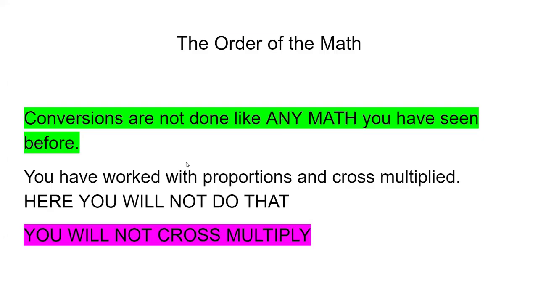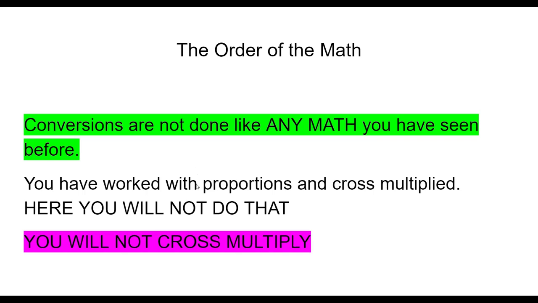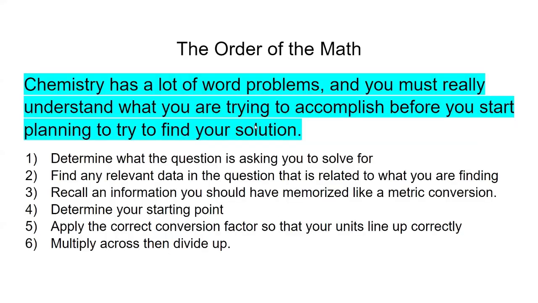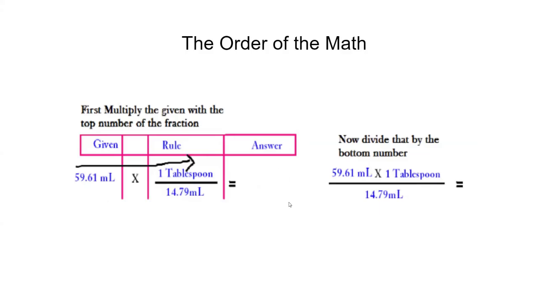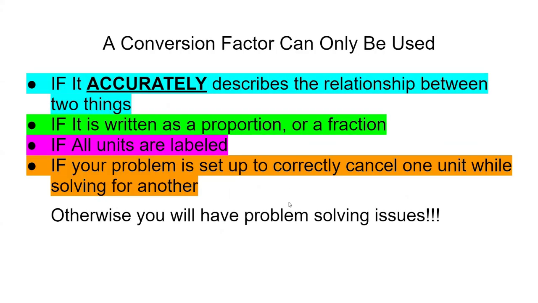Conversions are not done like other math you've seen before. Okay, you have worked with proportions and cross multiplied. You will not be doing that with conversion factors. I clearly said it because I already see these mistakes every year, so I know that you're going to do it. And I clearly say, and it's highlighted, you will not cross multiply. Okay, so if you keep going in this slideshow, you will see that I show you the order of the math.